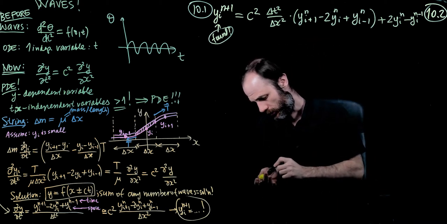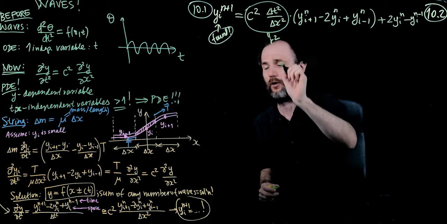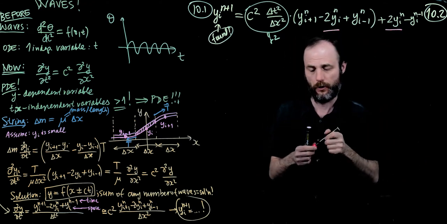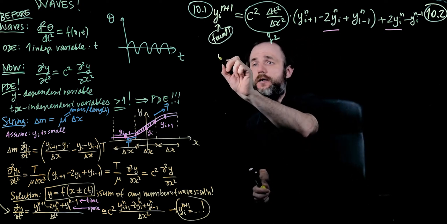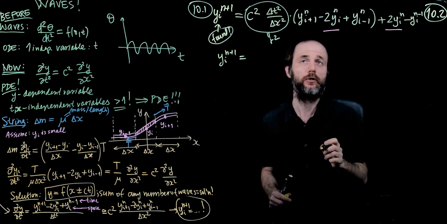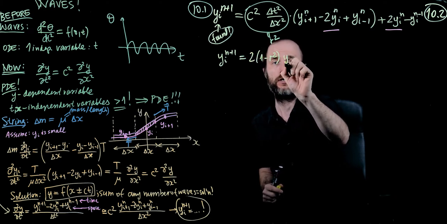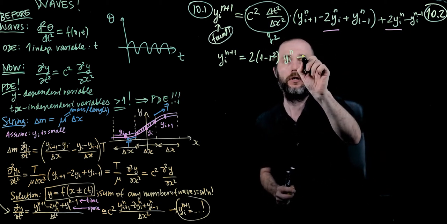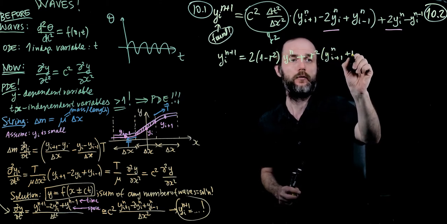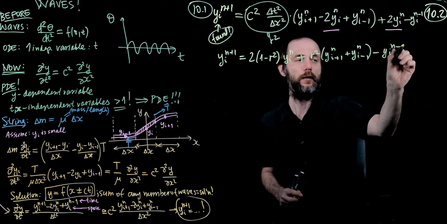And for convenience, this piece is typically denoted as r squared. So we can simplify this just a little bit. What we can do is combine this term with that term. What we're going to write down as a result is that the solution at the current point and next time, y_i^{n+1}, is equal to 2(1 minus r squared) times y_i^n plus r squared times (y_{i+1}^n plus y_{i-1}^n) minus y_i^{n-1}.